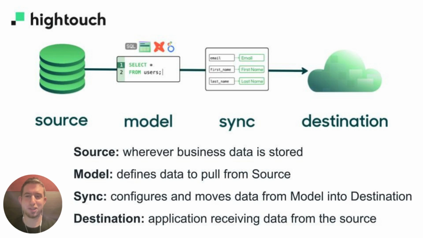So let's talk about the different components within Hightouch. You have sources, which is where your business data is stored. In our example, this is Snowflake. Then you have destinations, which is the application that's going to be receiving data from the source. In our case, the destination is HubSpot. You have models, which sit on top of your source and define what data you want to pull from that source. And then you have a sink which ties it together, configuring what you want to pull from the model and how it should match and insert into your destination.